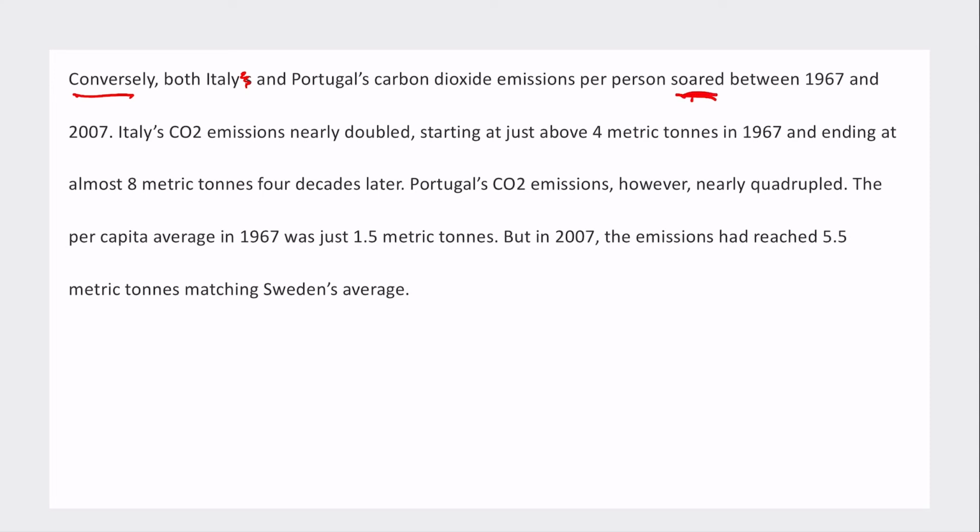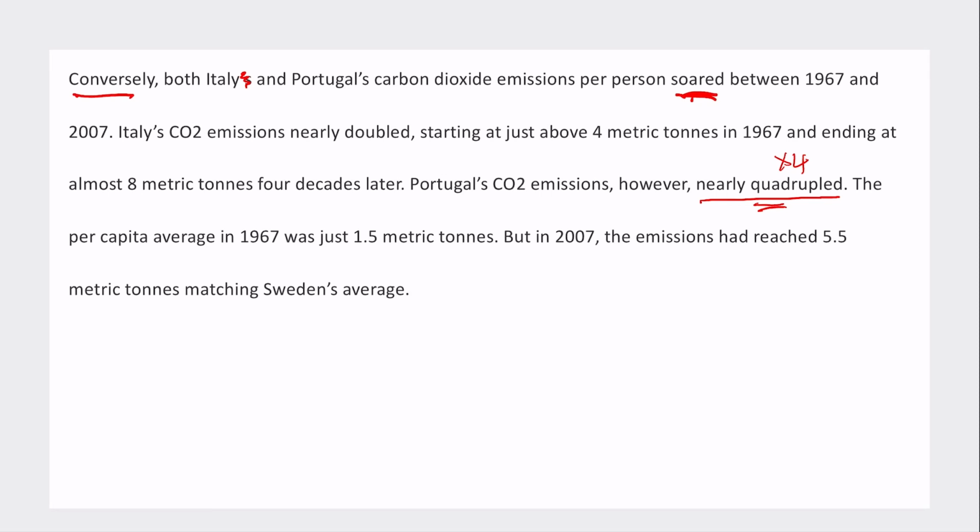Italy's CO2 emissions nearly doubled, starting at just above 4 metric tons in 1967 and ending at almost 8 metric tons 4 decades later. Portugal's CO2 emissions, however, nearly quadrupled. Again, nice vocabulary here. Do we know what quadrupled means? So quad, 4, so it basically means times 4. The per capita average in 1967 was just 1.5 metric tons, but in 2007 the emissions had reached 5.5 metric tons, matching Sweden's average. Again, really great descriptions, great grammar.